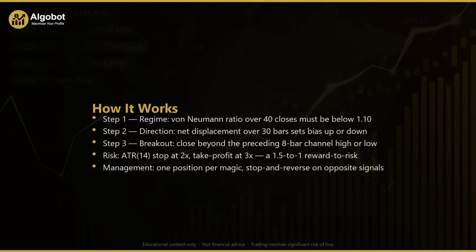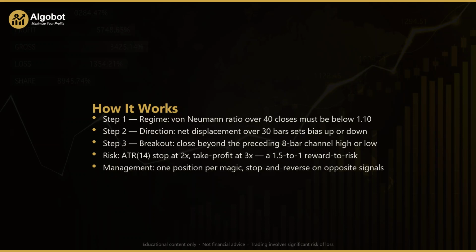The third step is the breakout. The strategy builds a channel from the highs and lows of the preceding 8 bars, the trigger look-back window. For a long, the bias must be up and the just closed bar must close above that channel's high. For a short, the bias must be down and the bar must close below the channel's low. If neither condition is met, no trade is taken.